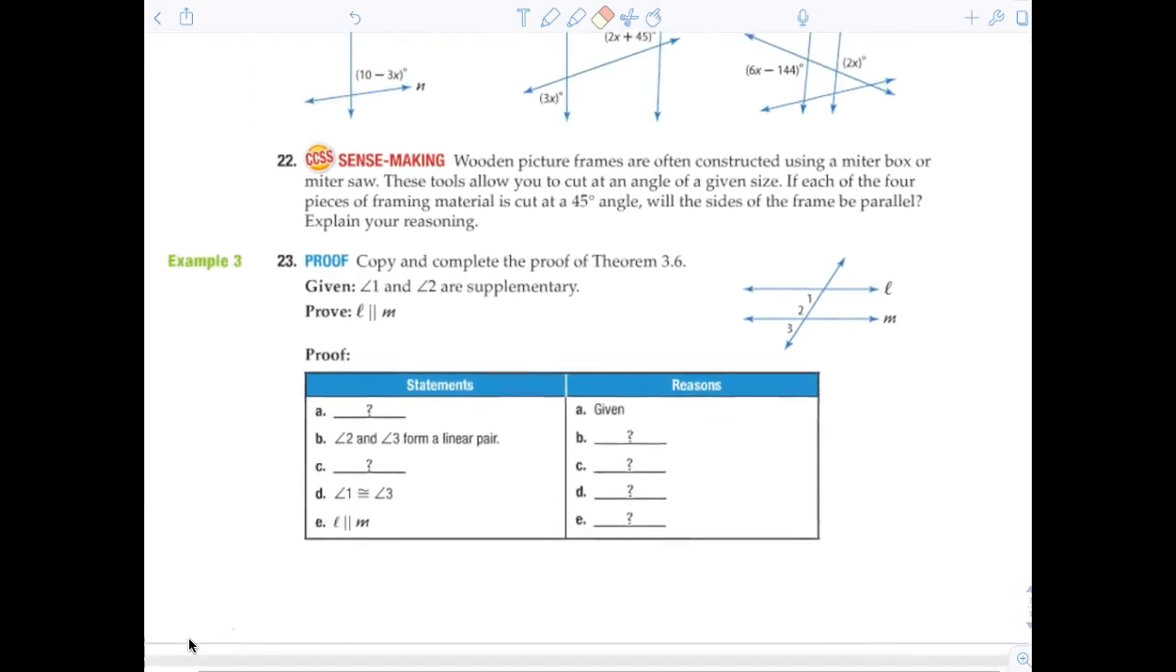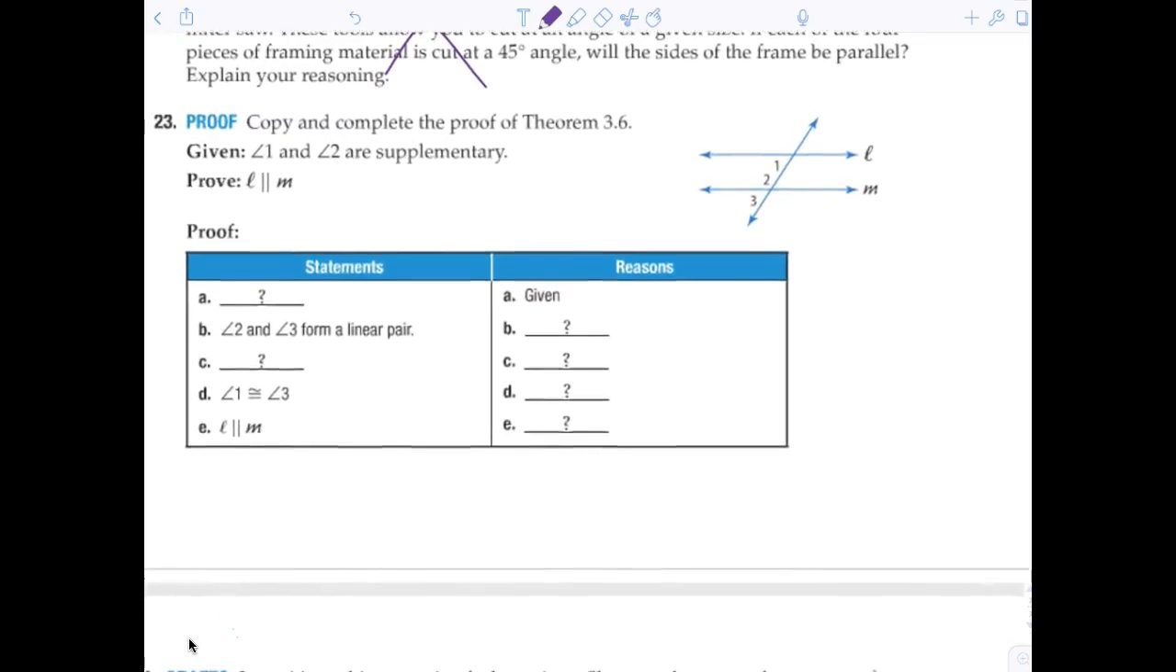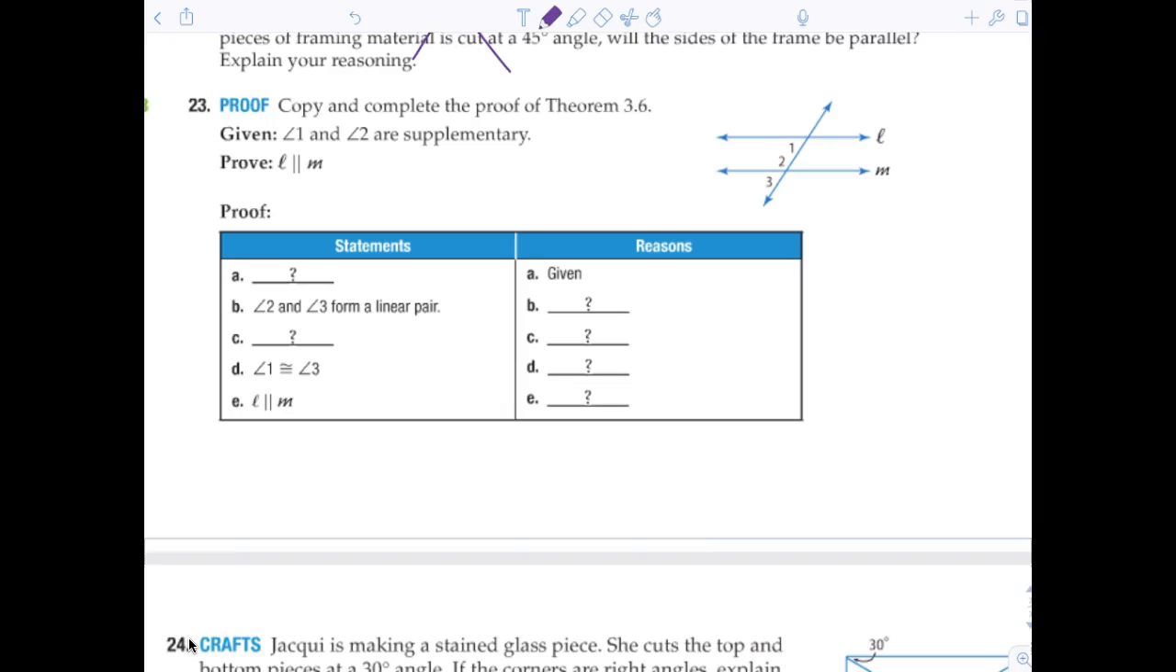Now, I'm not interested in this right here, obviously. But I am interested in question number 23. All right, so here we go. We're going to try to do this proof. Come on. Stay with me now. This is the hard part. All right, so it's copy and complete the proof of Theorem 3-6. That's not us. Okay. So now, Theorem 3-6, I have no idea what Theorem 3-6 is. That's just saying that it's in Chapter 3.